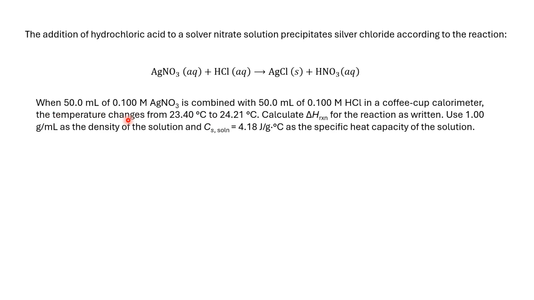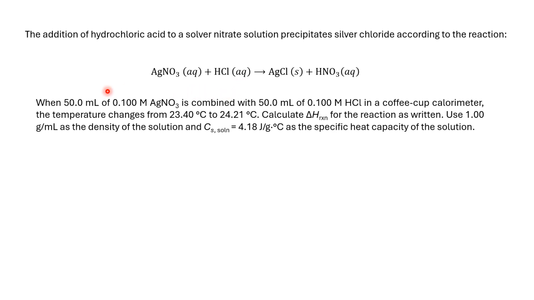And when you mix those two things, the temperature changes from 23.40 to 24.21. Right? Automatically, you're thinking, oh man, I increased the temperature of my surroundings. What does that mean? That means the system, the reaction, had to increase the temperature of the solution by releasing heat to the solution, right? So this has to be an exothermic process where the energy is being released by the system to the surroundings, right? To the surrounding solution.